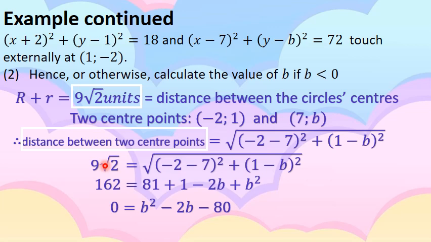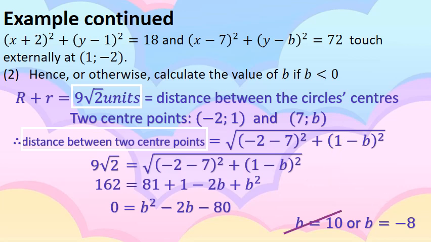Now I'm going to be honest with you, I was super lazy to factorize, so I just popped this into the equation mode of my calculator, with my a value 1, b value -2, and c value -80, and this is what it gave me. b equals 10 or b equals -8. Now remember, it said b must be a negative number, so b must be -8.